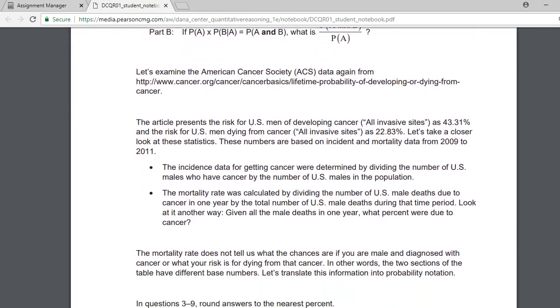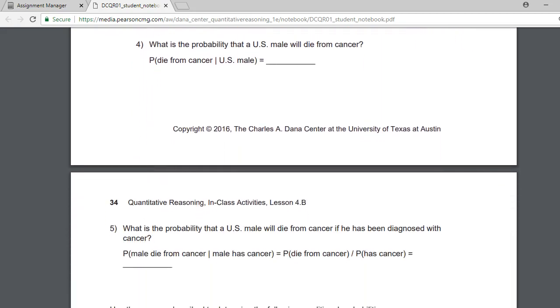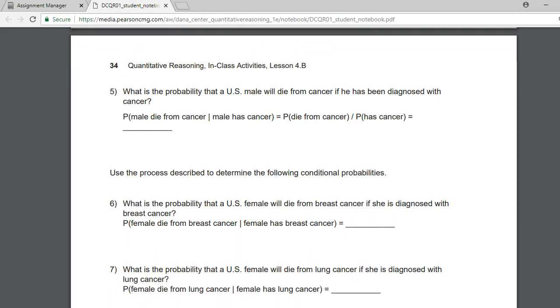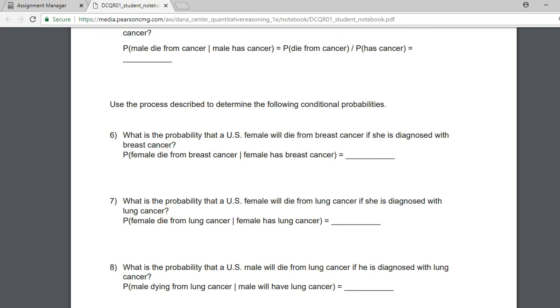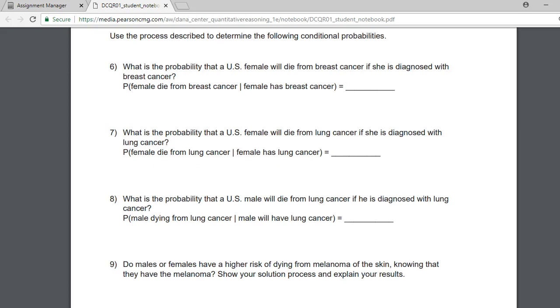I'm moving on down because we were working on how to get to this information, and here's where we landed. Question number 5: What is the probability that a U.S. male will die from cancer if he's been diagnosed with cancer? And then we went on to 6, 7, and 8, where I give you either a chart of information or some specific information. Can you do these conditional probability calculations?